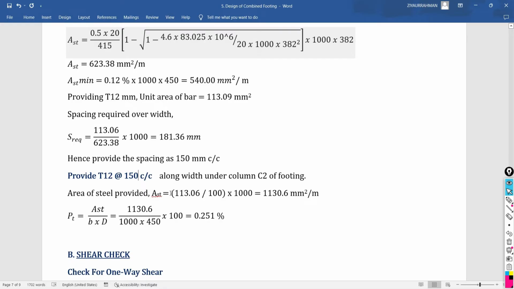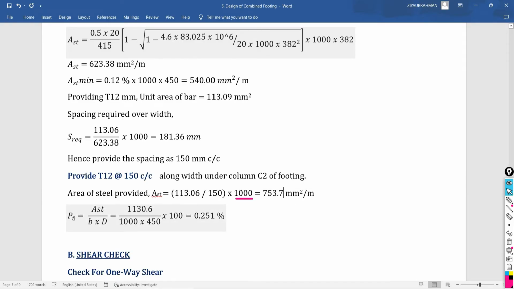Area of steel provided is going to become unit area divided by final spacing. How much is the final spacing? 150 mm center to center. Now over the 1 meter width, how much finally is the area of reinforcement provided? So I need to calculate that. With this 150 mm spacing over the 1 meter width of the foundation, we are getting the reinforcement provided along the width of the footing under the column C2 as 753.7 mm square per running meter.